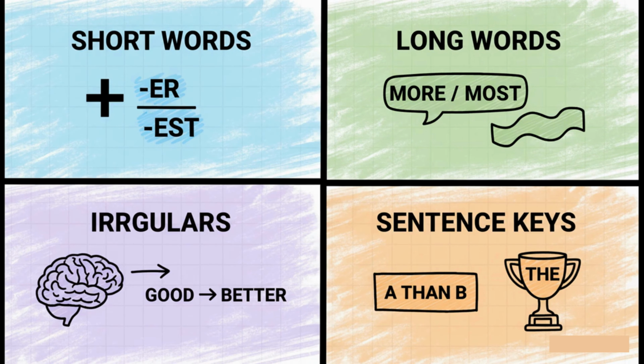So let's just do a super quick recap of the main points. Rule 1. For short words, add ER and EST. Rule 2. For long words, use more and most. Rule 3. Don't forget those special words like good and bad. And Rule 4. The golden rule. Use than with comparatives and the with superlatives. That's pretty much the whole shebang.